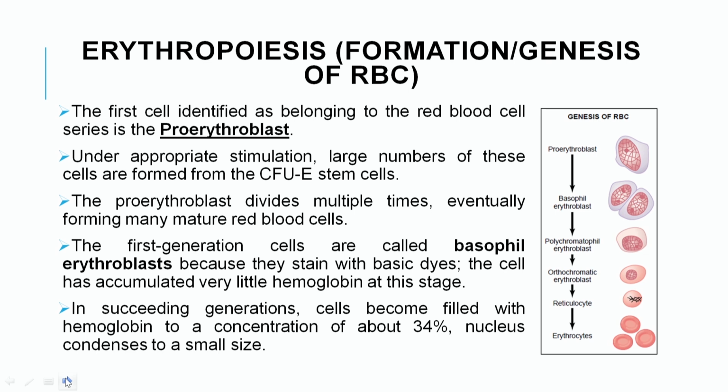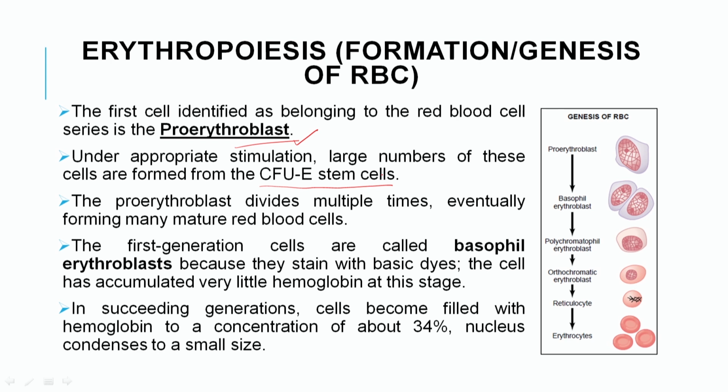Erythropoiesis, that is the formation or genesis of RBC. The first cell identified as belonging to the red blood cell series is the proerythroblast. Under appropriate stimulation, a large number of these cells are formed from the colony forming unit stem cells. The proerythroblast divides multiple times, eventually forming many mature red blood cells.